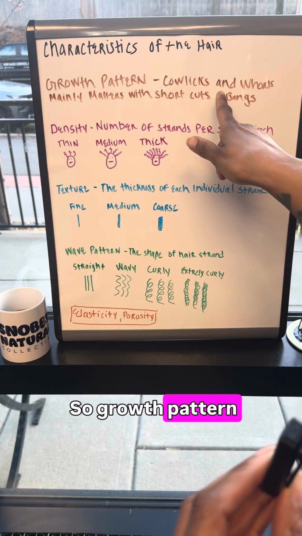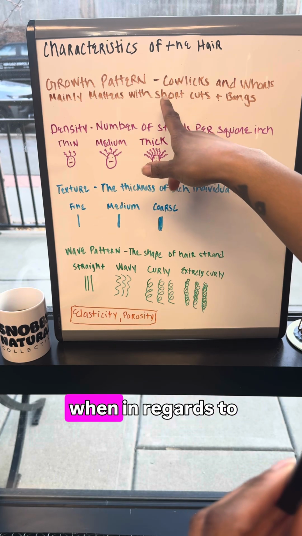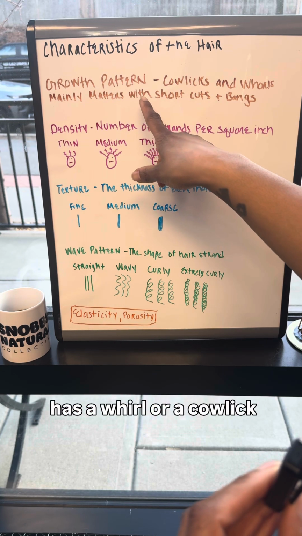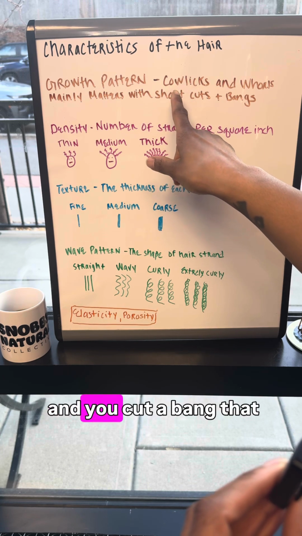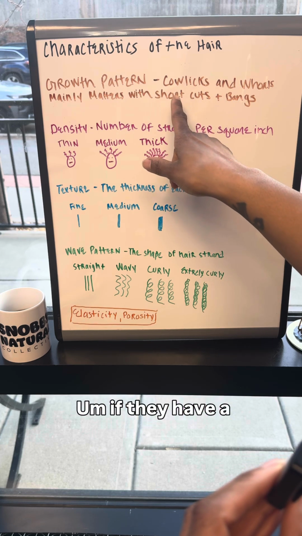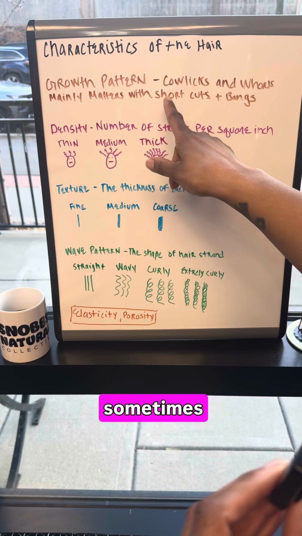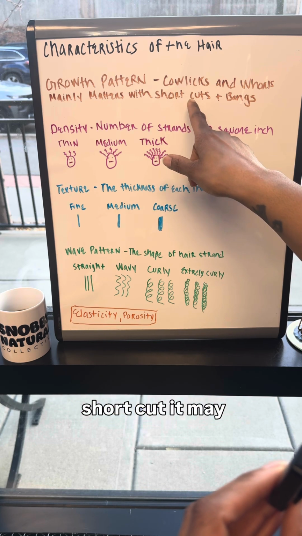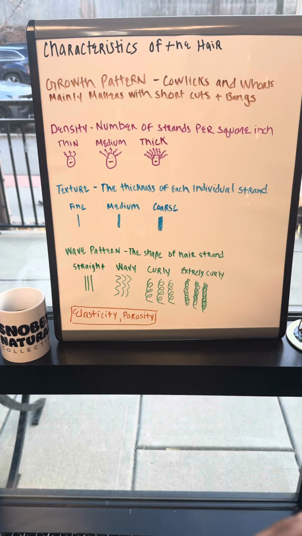So, growth pattern. This comes into play in regards to short cuts and bangs. If somebody has a whorl or a cowlick at the front of their head and you cut a bang, that bang is going to pop up. If they have a cowlick or whorl at the nape of the neck or sometimes around the hairline, if you go really short on a short cut, it may actually look like that person has a bald spot.